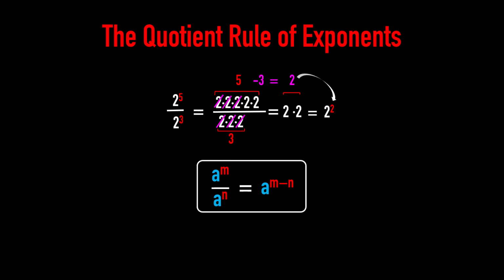Let's take some examples. 8 to the 7th divided by 8 squared equals 8 to the 7th minus 2, which is 8 to the 5th. Similarly, y to the 9th over y to the 6th equals y to the 9 minus 6, which is y to the 3rd. Again, much better than before. Let's see more in the next slide.